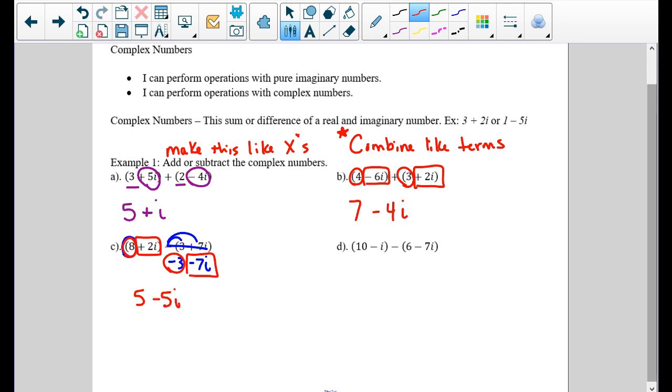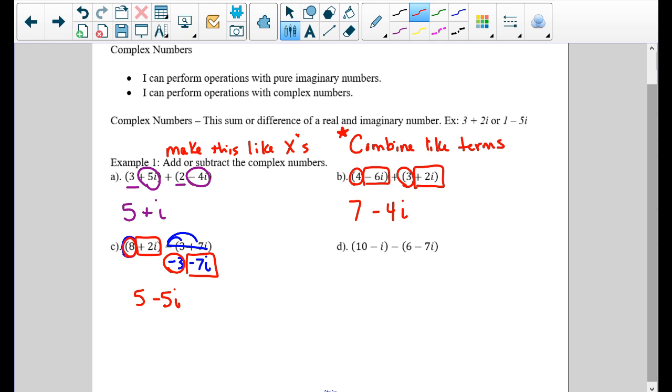Again, the biggest mistake people make is they don't distribute this negative, and they end up with 9i, 2 and 7, because they don't remember they're subtracting it. So distribute the negative in there, and then I can just combine those like terms, constants, imaginaries, and we're good.